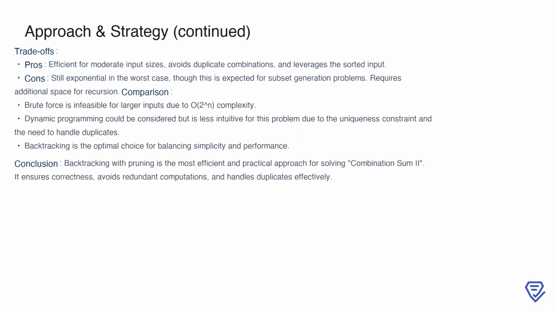Finally, let's discuss the trade-offs of using backtracking with pruning. On the plus side, this approach is efficient for moderate input sizes. It avoids generating duplicate combinations and takes full advantage of the sorted input to optimize the search process. However, the approach is still exponential in the worst case, as subset generation problems inherently involve exploring multiple combinations. It also requires additional space for the recursion stack.